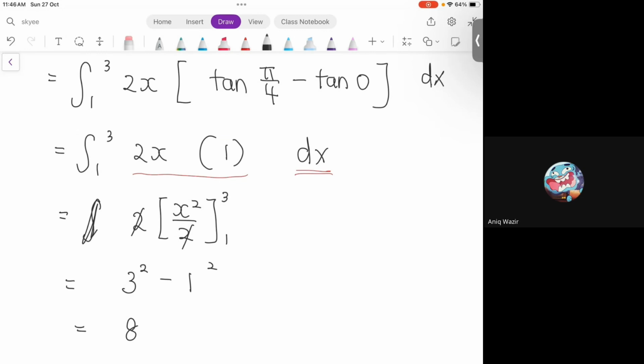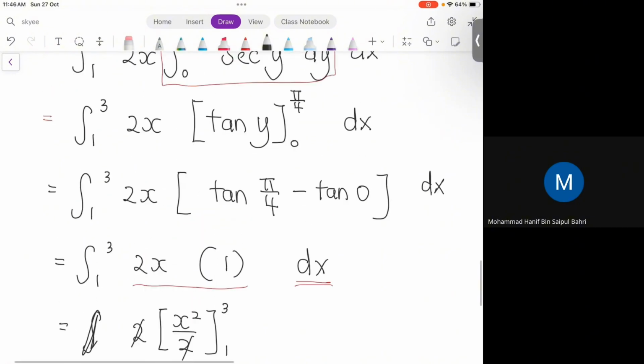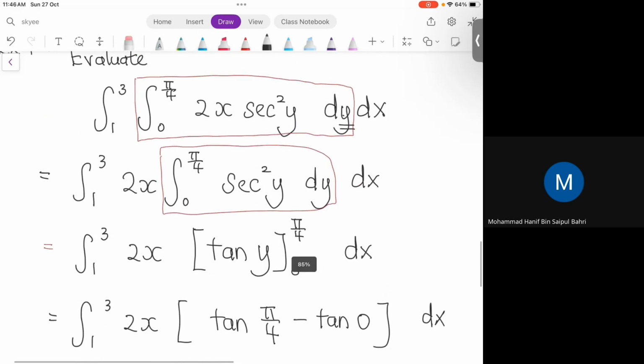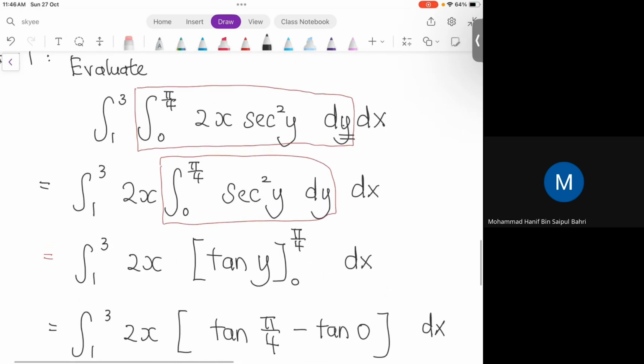Is that okay? Okay, so this is the way of how to perform the integration manually. And this is how you do it. And in fact, you can use your calculator to calculate the answer directly.